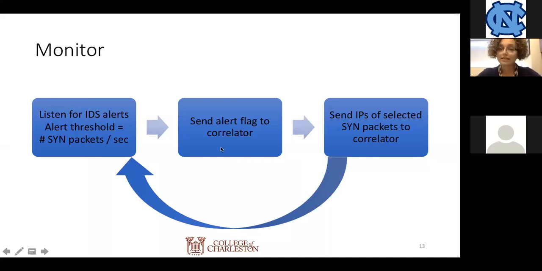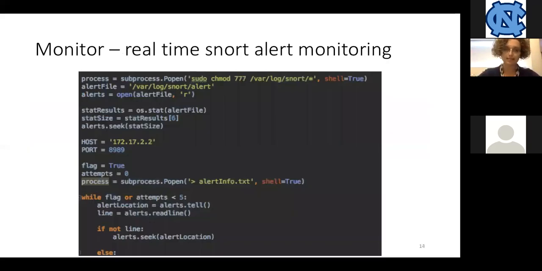And with this alert, also send IP addresses of the SYN packets to the correlator. And keep doing this, keep sending IP addresses. So I'm showing a little code, since this is about experimentation and implementation. And like I said, this code is free. We don't have it up on GitHub yet, but we will very soon. But it's free and open on the website that I have at the end to look into.